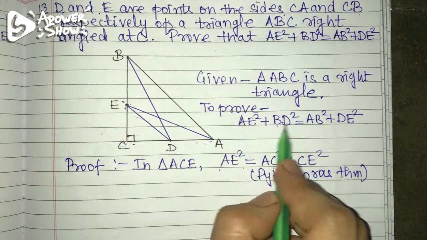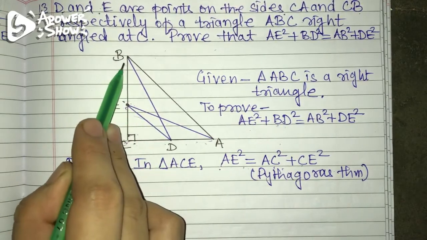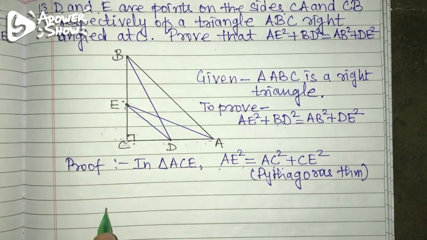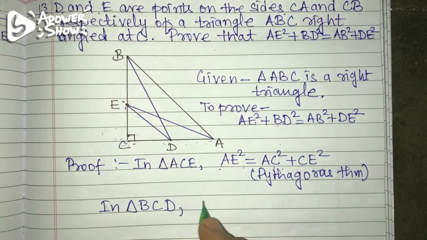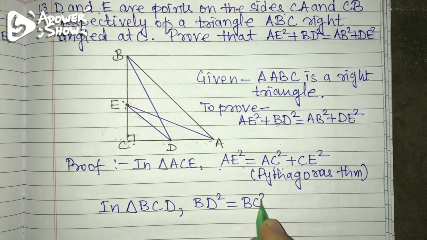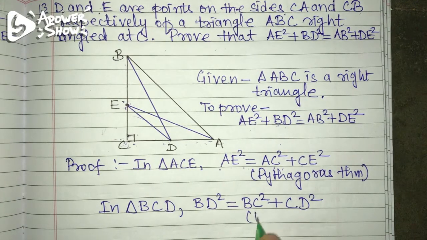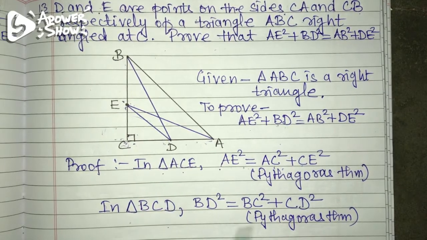Now I am going to find BD square. So just look here, this triangle BCD, this is again a right angle triangle. So in triangle BCD we have BD square equals to BC square plus CD square. This is again by using the same theorem, that is Pythagoras theorem. So till now we just applied Pythagoras theorem in triangle ACE and triangle BCD.